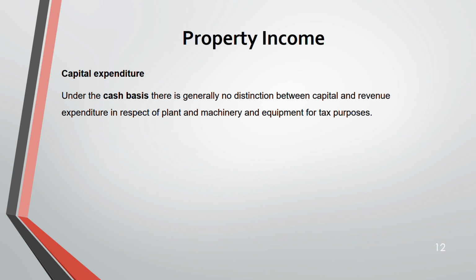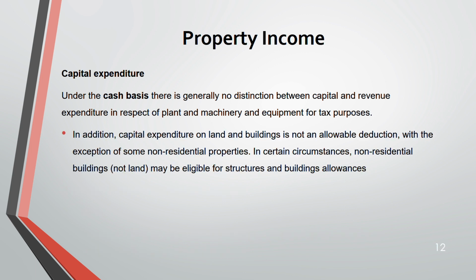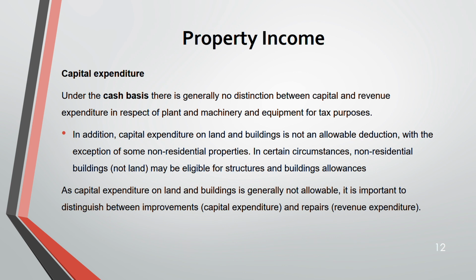Now, capital expenditure on land and building is not an allowable deduction. Remember, on property, plant and equipment, it's allowed. But land and building, you can't deduct, with the exception of some non-residential property. In certain circumstances, non-residential business may be eligible for structure and building allowance. Remember, buildings only, not land, and it needs to be non-residential. Capital expenditure on land and building is not allowable.